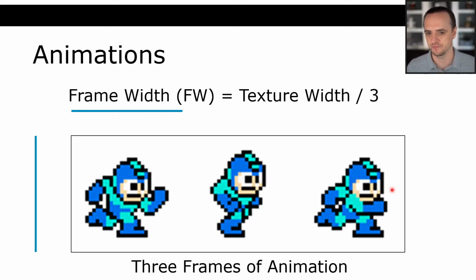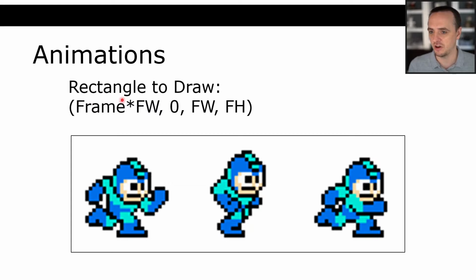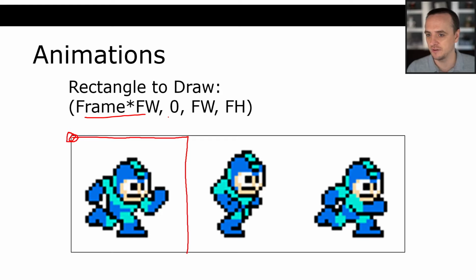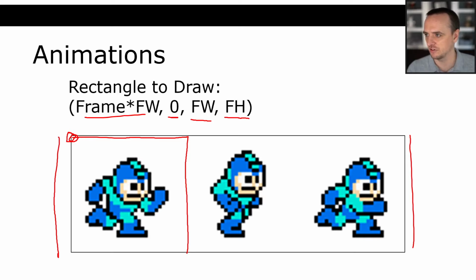So the rectangle I'm going to want to draw is specified by the XY of the top left and a width and a height. And the formula for that is really easy. It's the current frame of animation times the frame width, and that's the X coordinate. So for example, for the first frame, this is going to be the top left, this is going to be the width, and this is going to be the height. The first frame is frame 0, so 0 times frame width is 0. It's going to be 0 in the Y, right? Because our texture sheet is always going to have the same height as our animation. And then we give it the frame width, which is the total texture width divided by 3, and then the frame height, which is just the height of the texture. So that's how we specify the rectangle.